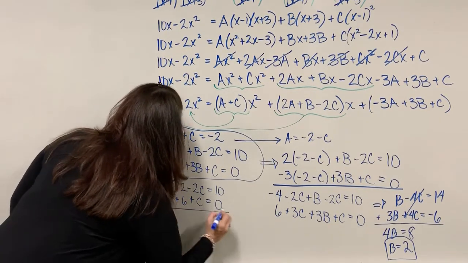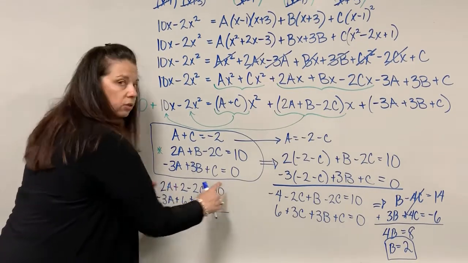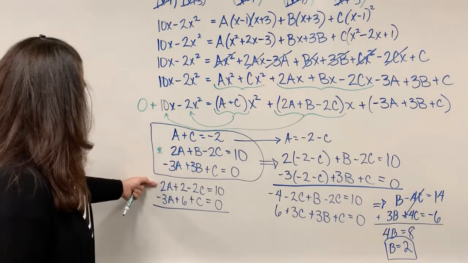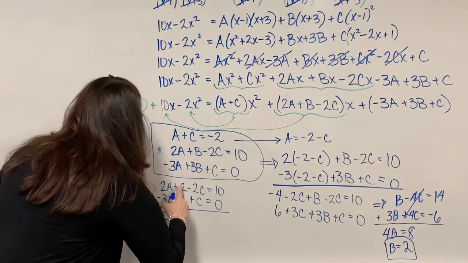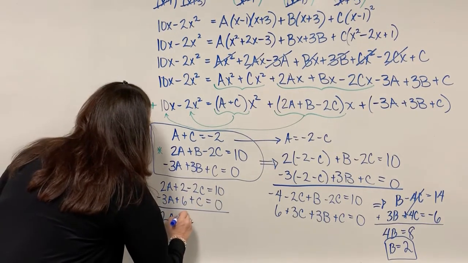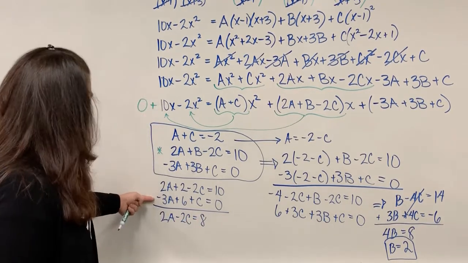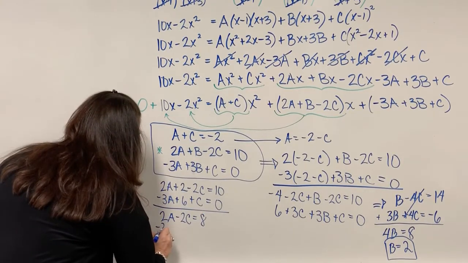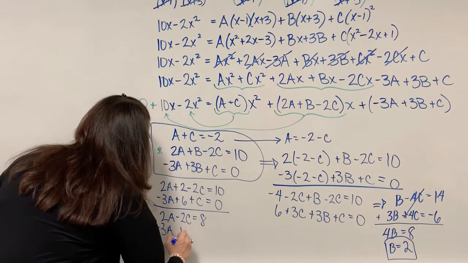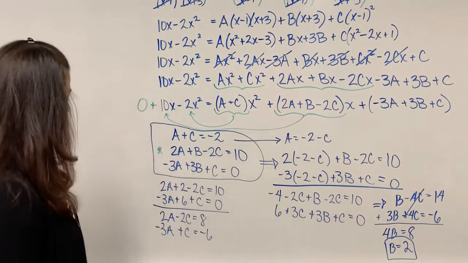Let's simplify here. I see I have a 2 that I can maybe subtract over to the other side and generate a new set of equations. So I have 2a, subtract the 2 over, so I now have minus 2c is equal to 8. Below that equation, let's subtract the 6 over to the other side, so I have minus 3a plus c is equal to minus 6.